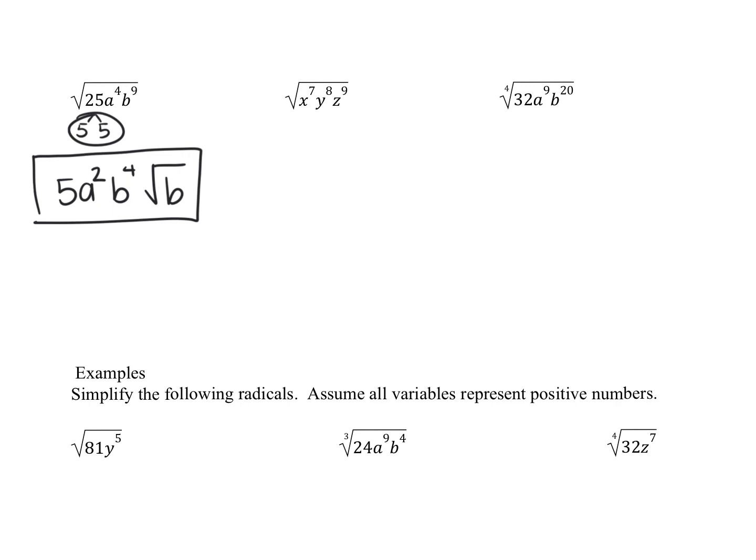Next, the square root of x to the 7th, y to the 8th, z to the 9th. So how many groups of 2 are there in x to the 7th? There are 3. There are 4 groups in y to the 8th, and then there are also 4 groups in z to the 9th. And then underneath my square root, I still have 1x and 1z, since 7 and 9 are not divisible by 2.